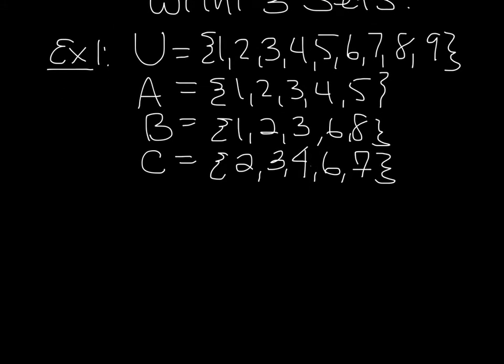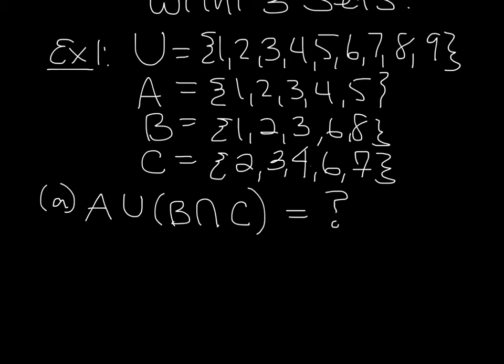So we want to find, this is going to be part A. And we have A unioned with B intersection C. So you want to figure out what that set consists of, what elements are in that set, if there are any elements. So again, in the last section, we talked about finding the intersection of two sets, or the union of two sets.